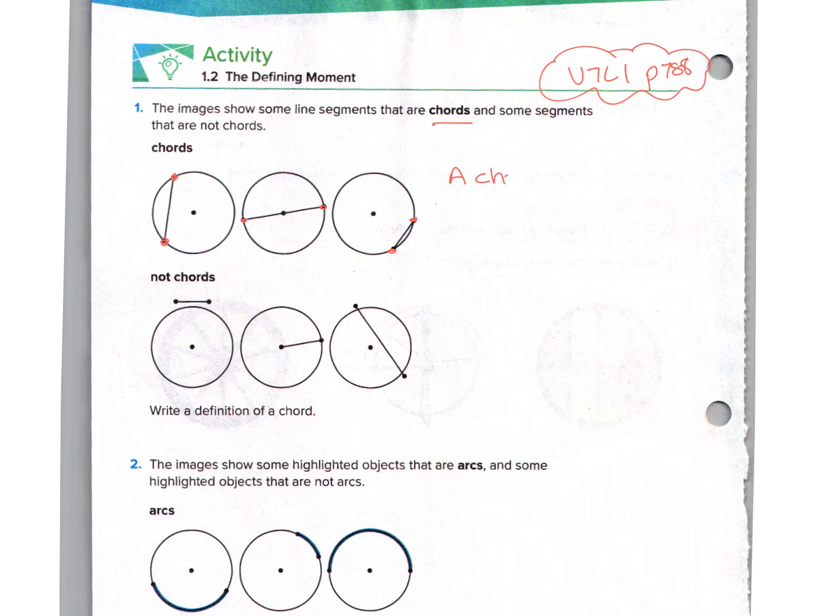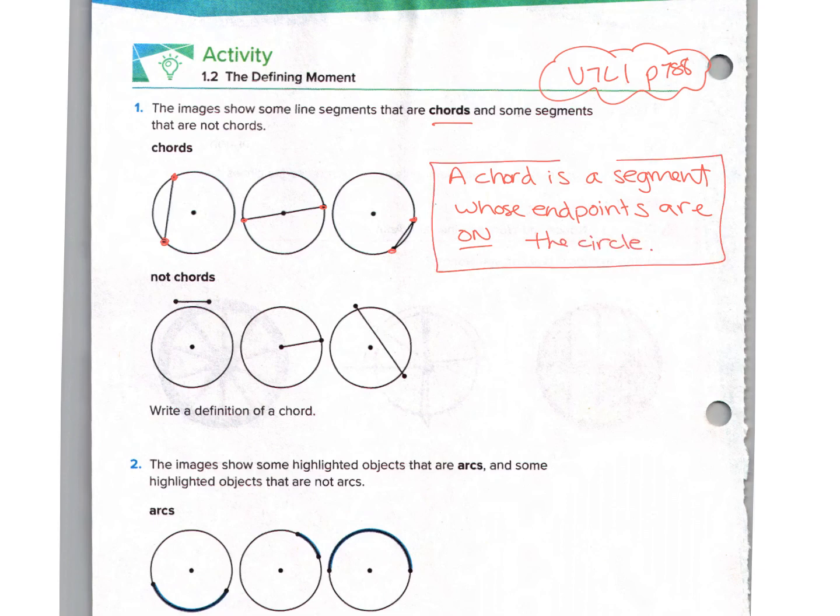A chord is a segment whose endpoints are on the circle. And a very special chord is one that you and I call a diameter. Not only does it have its endpoints on the circle, but it also goes through the center.